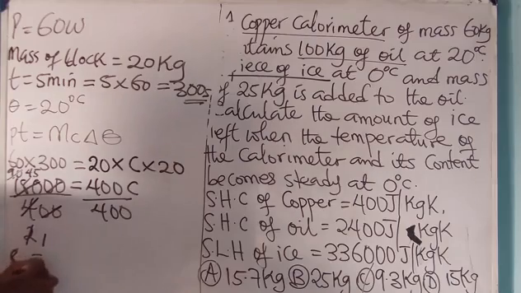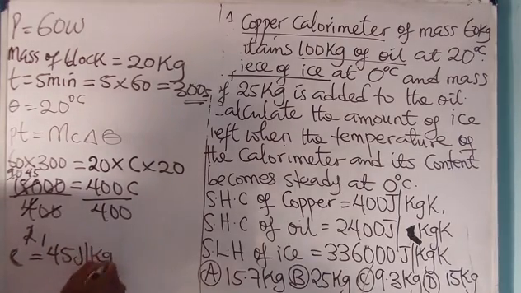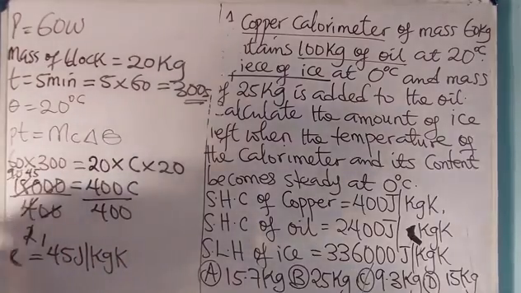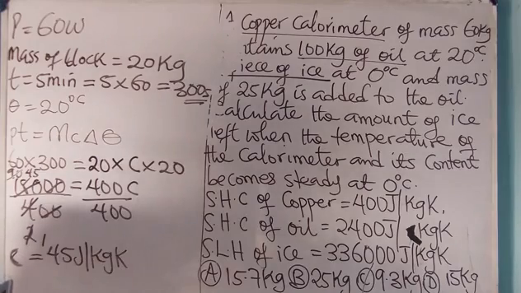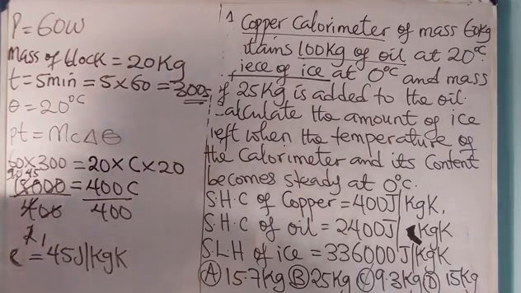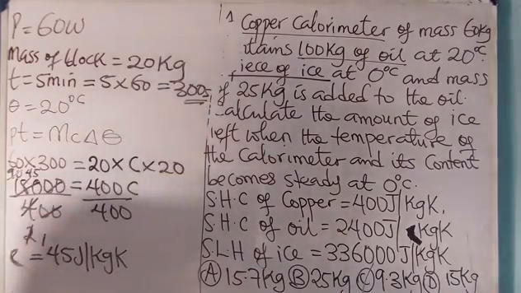Which means that our specific capacity is what? 55 joule per kilogram Kelvin. Please let me confirm the answer using the calculator. So I have 18123 divided by 400. So it is very correct. So the answer is what? 45 joule per kilogram Kelvin. So please take note of that.